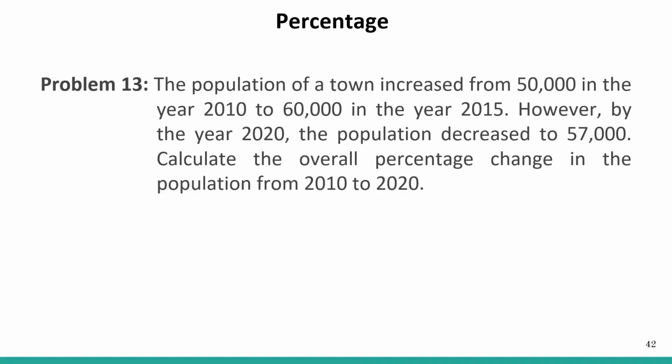Let's see problem number 13. The population of a town increased from 50,000 in the year 2010 to 60,000 in the year 2015. And then it further decreased to 57,000 in 2020. Calculate the overall percentage change in the population from 2010 to 2020.